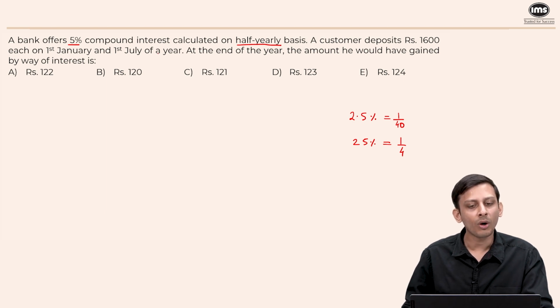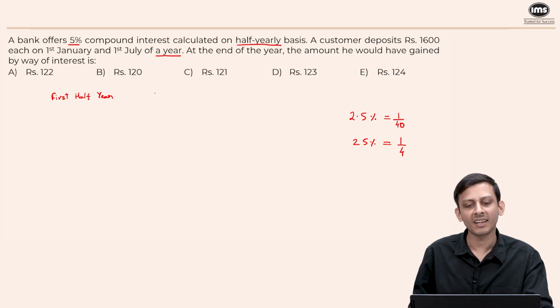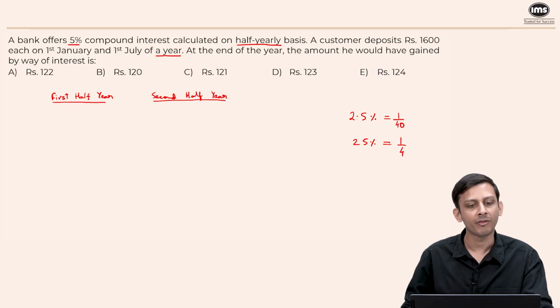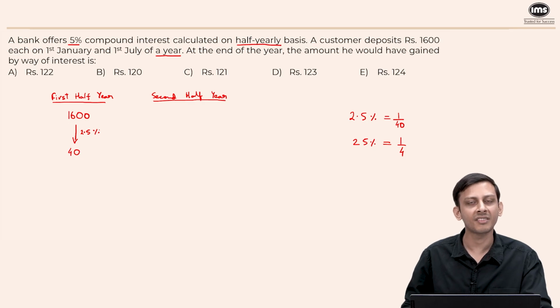Now, here we are talking about the time period of 1 year, but we are doing compounding on a half-yearly basis. So let us break up the 1 year into half a year, half a year. So let's look at the first half year, and then we look at the second half year. Now in the first half year, what will we have? We will have 1600 rupees. That is the principal that we will have, the money that we will have deposited. And on this 1600 rupees, we will get 2.5% interest. So we just have to calculate 2.5% of this, which is 1/40th of this. 1600 divided by 40, that will be 40. That will be our interest for the first half year.